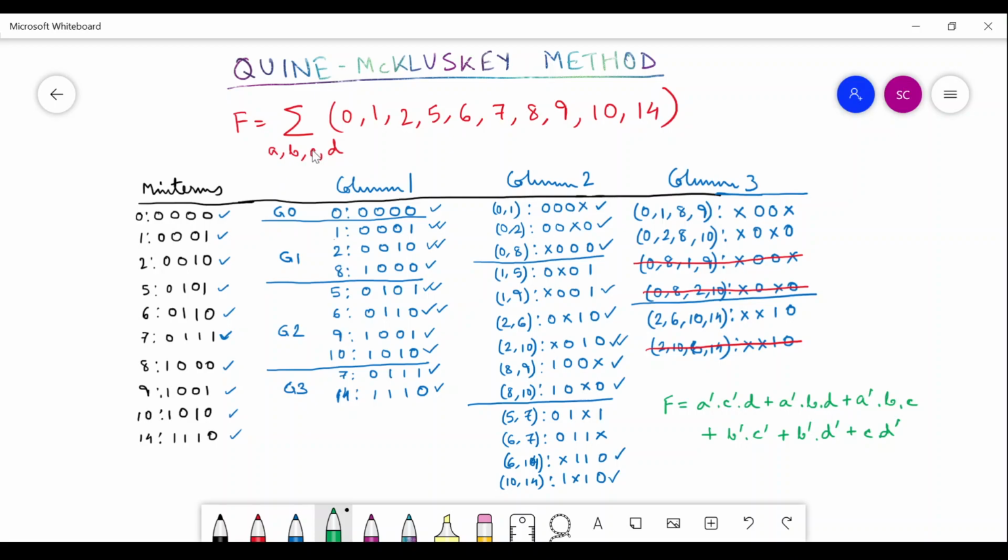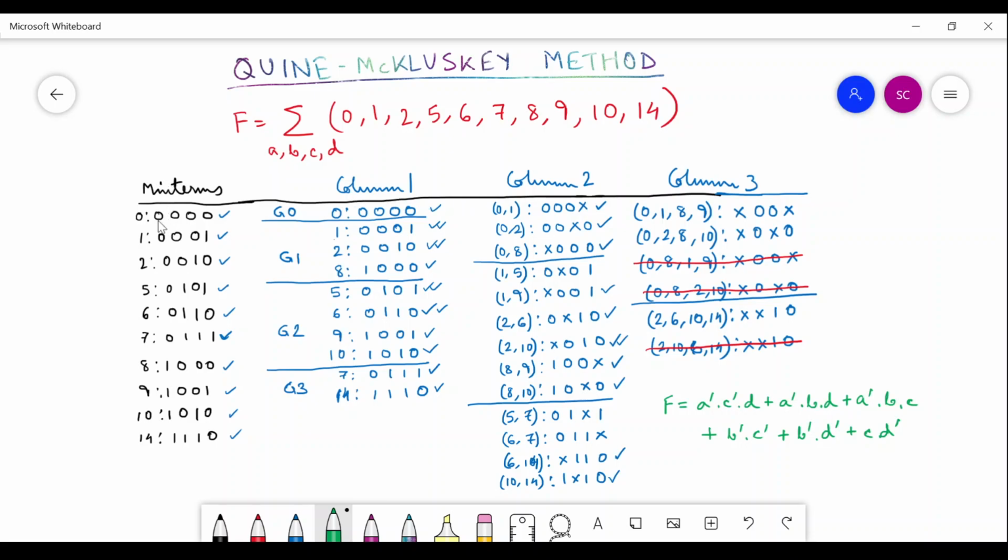And now let us dive into the technique, how to solve for the reduced expression, the minimal expression. So remember one thing, what we are doing is basically we are doing it for the sum of products expression. We are trying to find out the minimal sum expression, which is the most usual case.